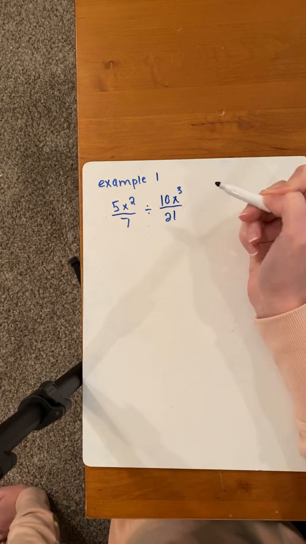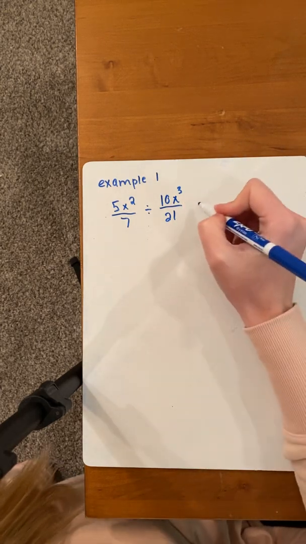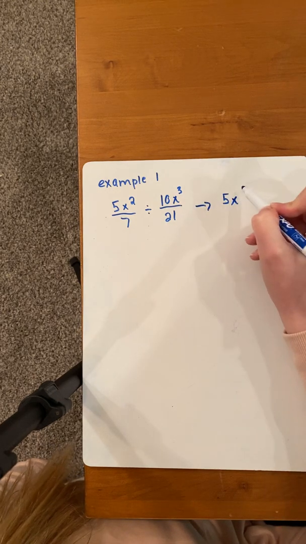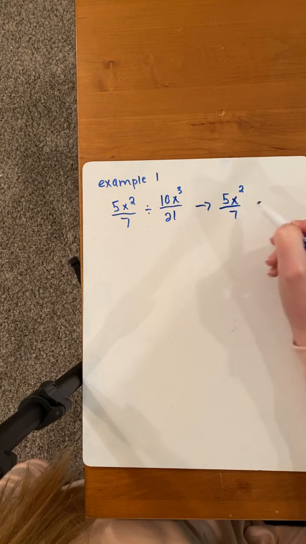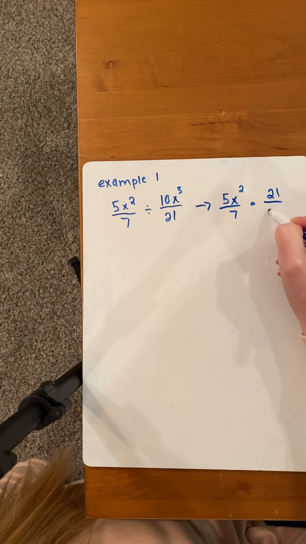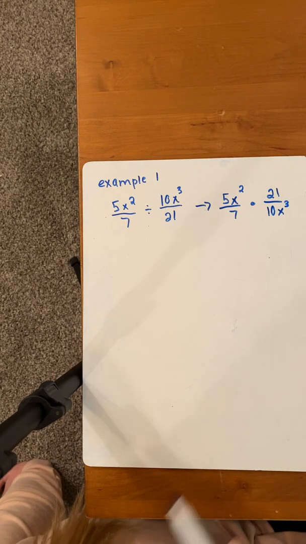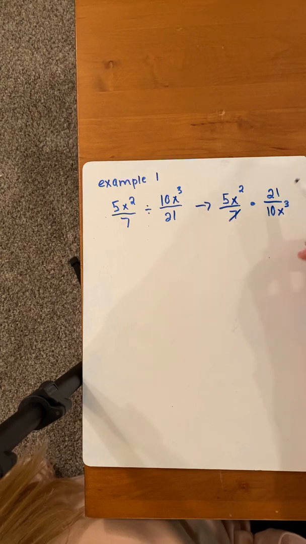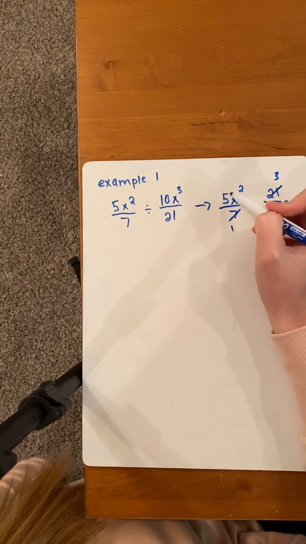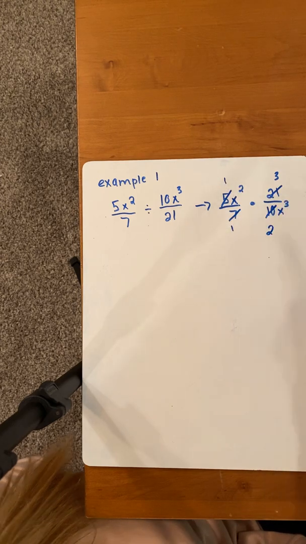Now what they just said, to divide means you multiply by the divisor's reciprocal, so we have to flip this and then turn it to multiplication. So our problem really just becomes 5x squared over 7 times the reciprocal of our divisor, so times 21 over 10x to the third. And now we can do our cross cancellations. 7 goes into 21 3 times, so turn 21 to a 3, 7 becomes a 1. 5 goes into 10 twice, so 10 becomes a 2, 5 becomes a 1.